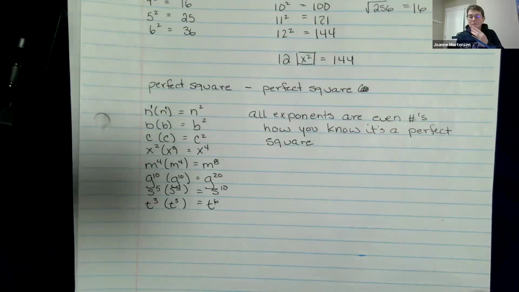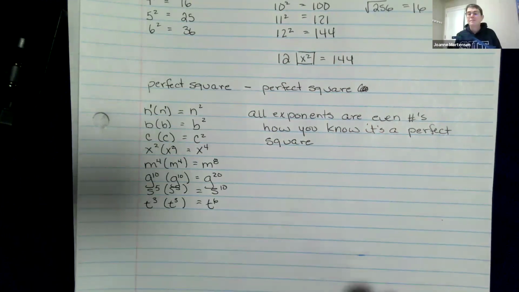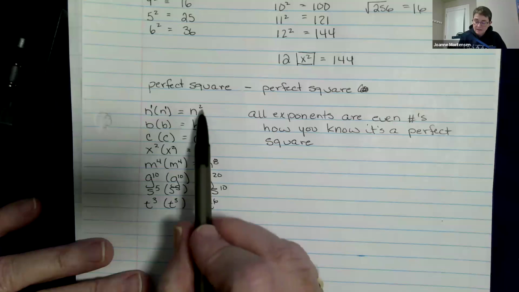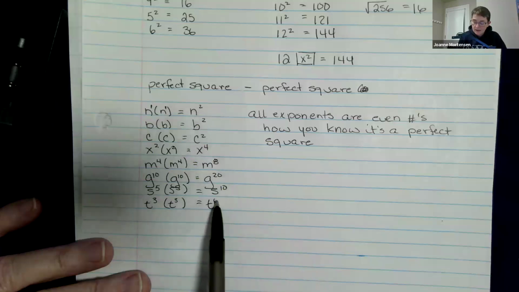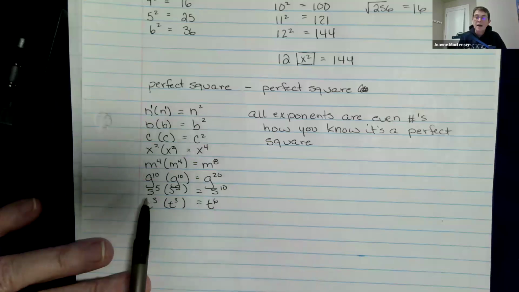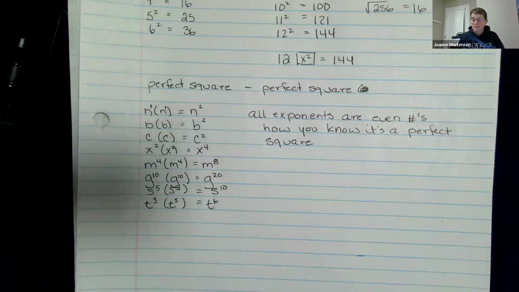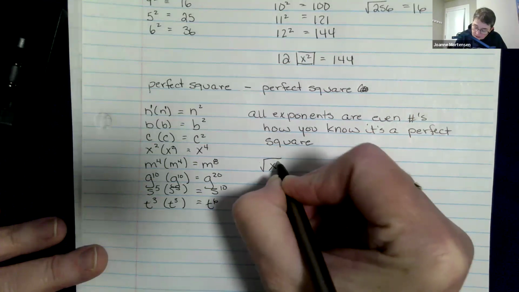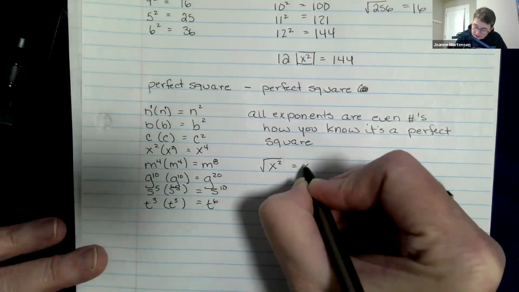as far as I know, you can't do that with variables. Maybe your calculator can, mine can't. So all you need to be able to do is, as long as this part is even, you can always work back to figure out what the square root is. So if we do the square root of x squared, it's just x.